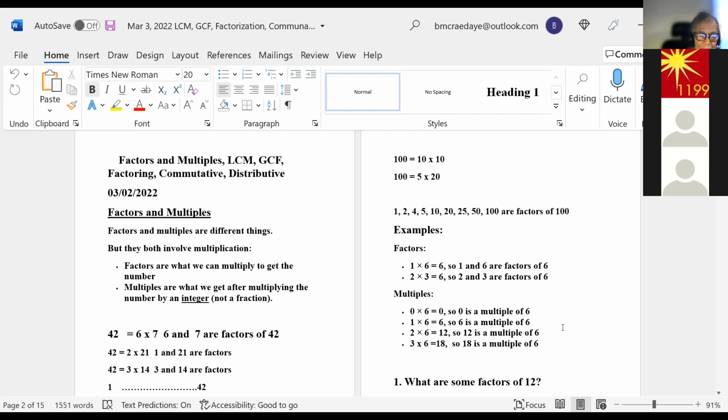Now you know the difference. If it's a factor, you're taking the number that you're factoring, and finding 2 numbers that multiply to give you the number. If it's multiples, you multiply numbers from 0 up by the number, and that gives you the multiple. Questions on multiples? No. Okay.